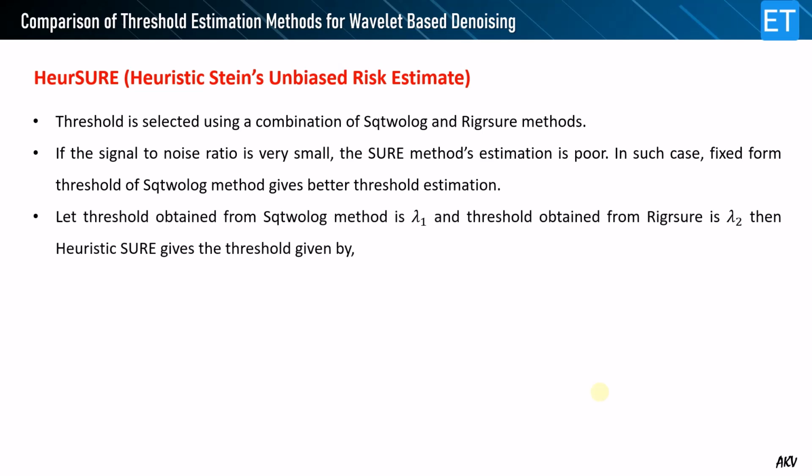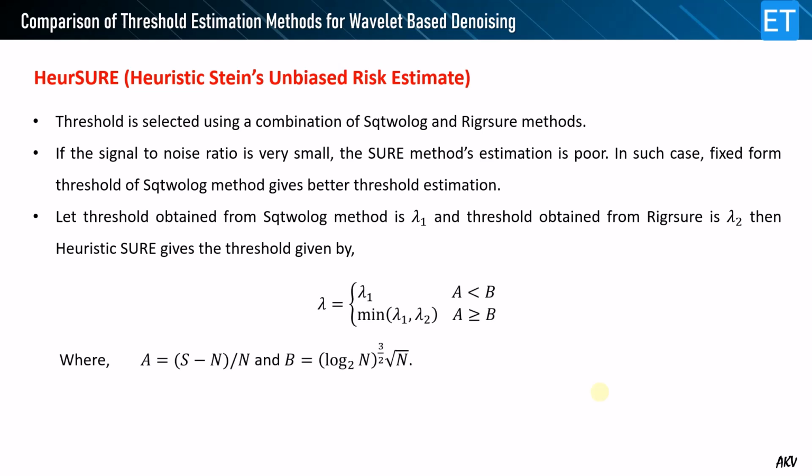It does the selection on the basis of the minimum energy criterion. So let's say I have lambda 1 which is computed by the universal threshold, I mean square root of log, and I have lambda 2 which is computed by SURE, I mean the previous method, Stein's unbiased risk estimate. Then which one needs to be selected, either lambda 1 or the minimum of lambda 1 and lambda 2? That depends on this criterion. When A is less than B, you select lambda 1. When A is greater than or equal to B, you select the minimum of these two.